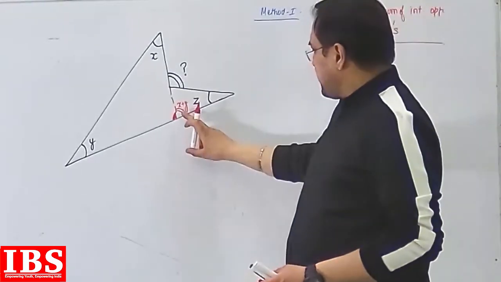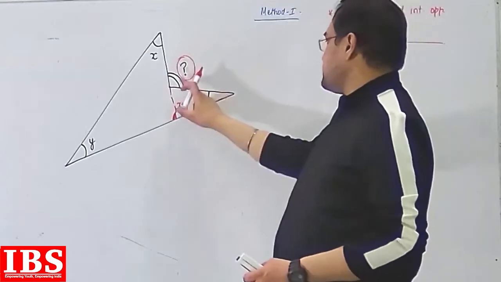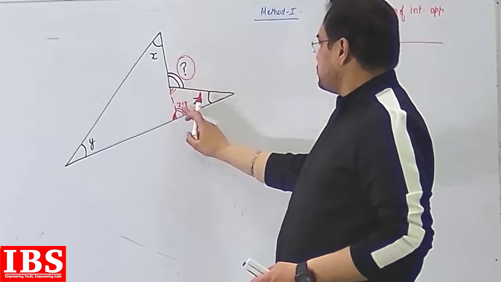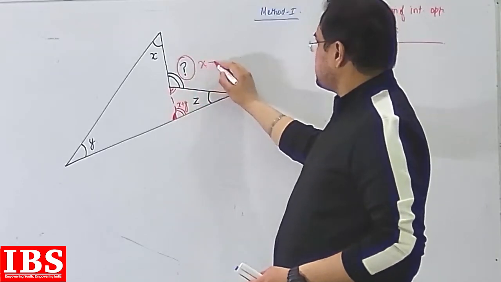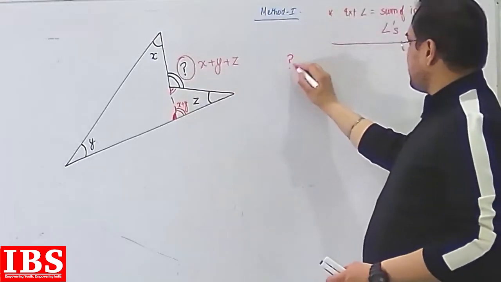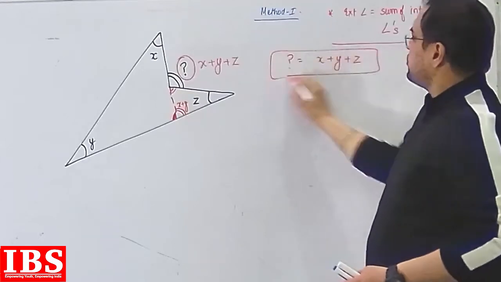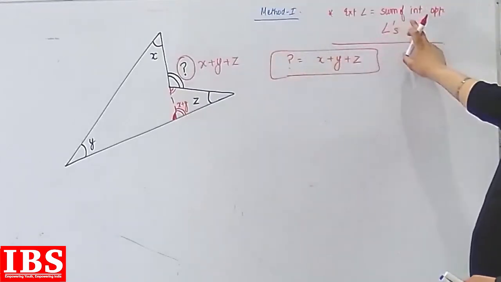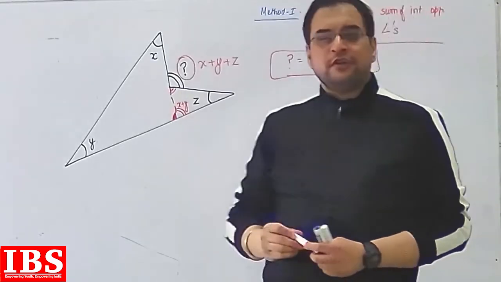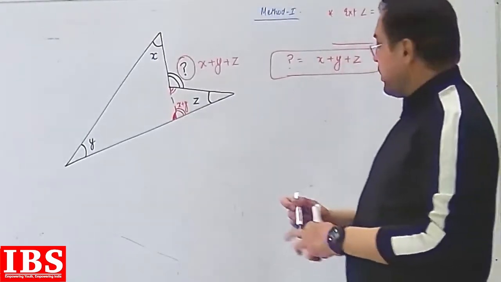Right, this is x plus y, and this angle that we need to find out, the question mark, is the exterior angle of this triangle. So this will be equal to the sum of interior opposite angles, that is x plus y plus z. So we can directly calculate that the question mark will be equal to x plus y plus z. Okay, using a single property, that is, the exterior angle is always equal to the sum of interior opposite angles. This is the property that we use. This is method number one.